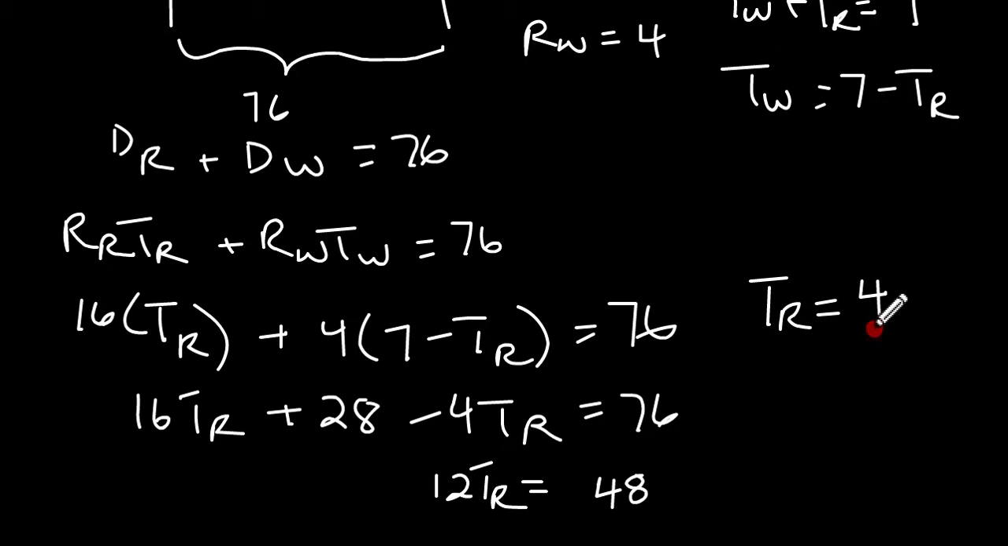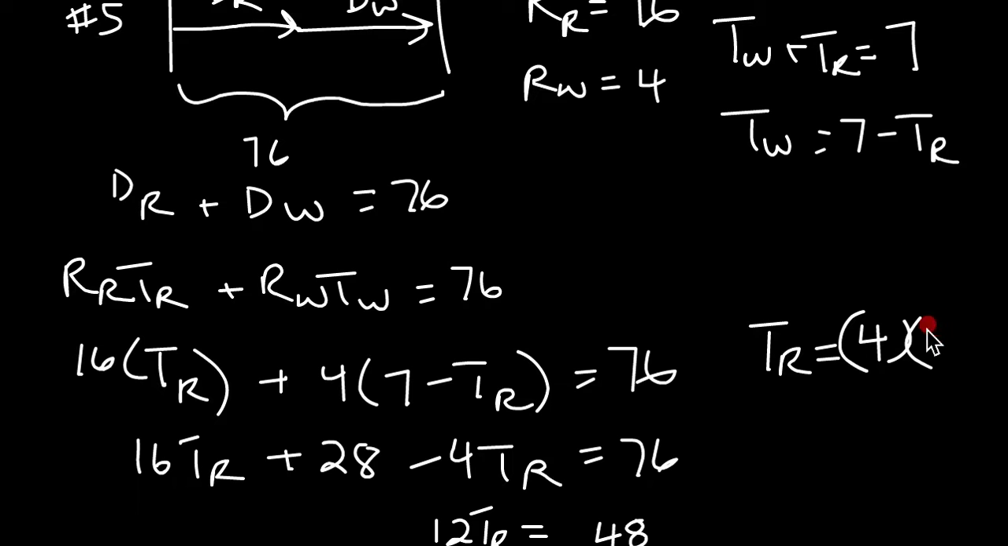So then we have to take the time riding times rate riding, which is 16. So that's going to be 64. We want the distance, so it's going to be miles.